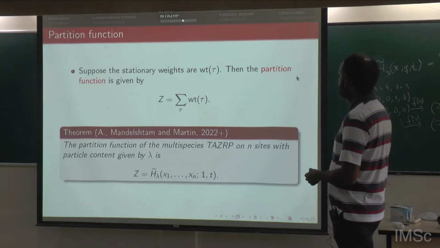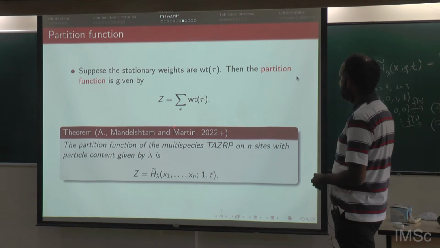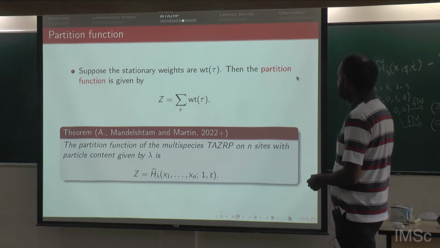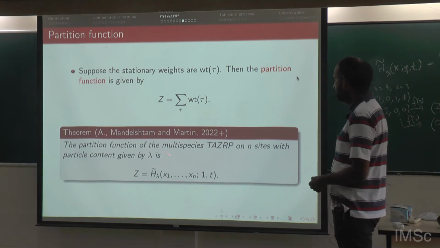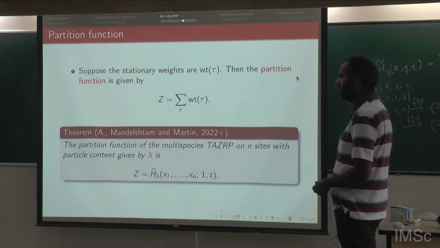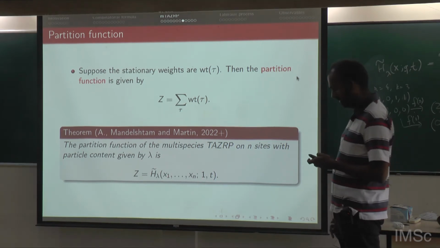So the partition function in general is given by the sum of these weights. And for the multi-species TAZRP on n sites with particle content given by lambda, it's exactly h tilde of lambda in x1 to xn, with q equal to 1 and t being what I said.